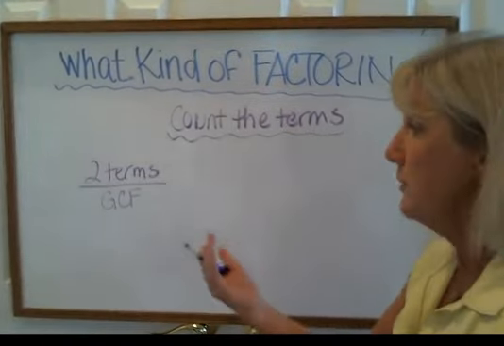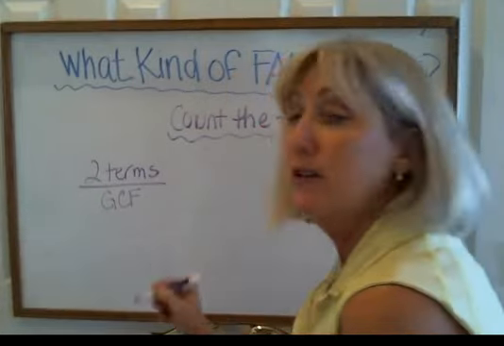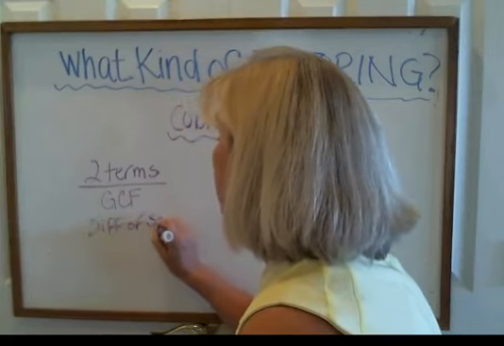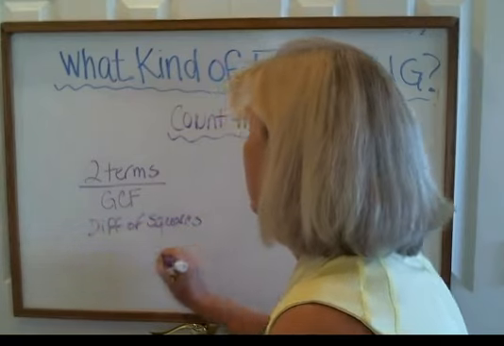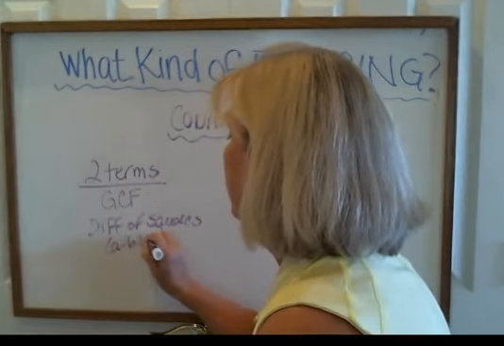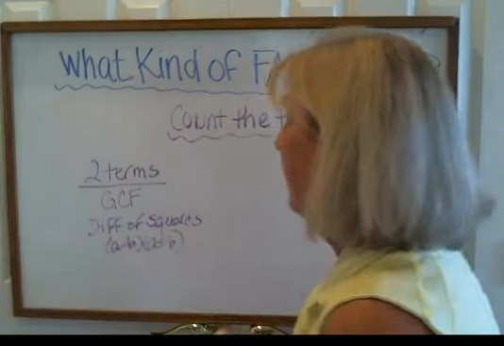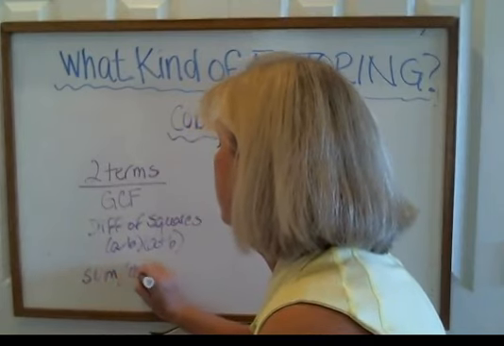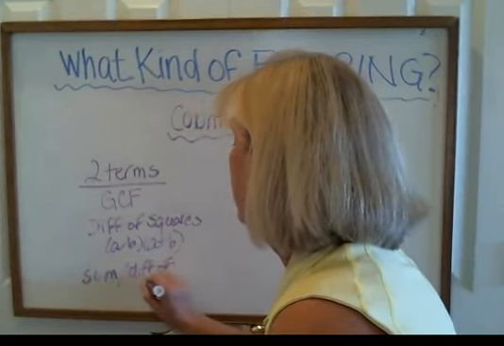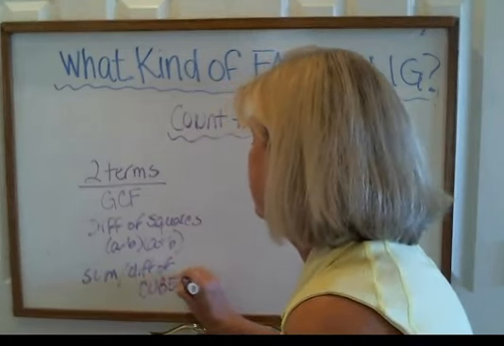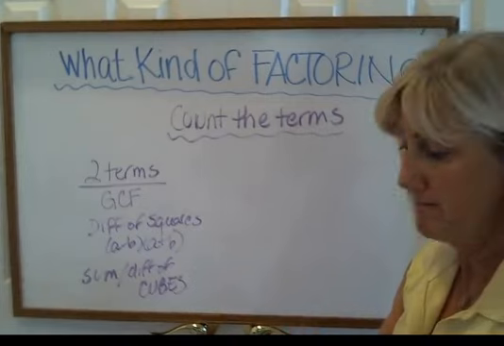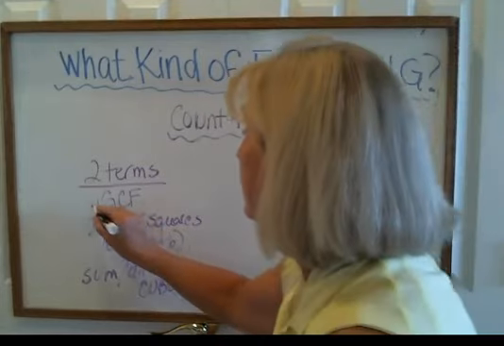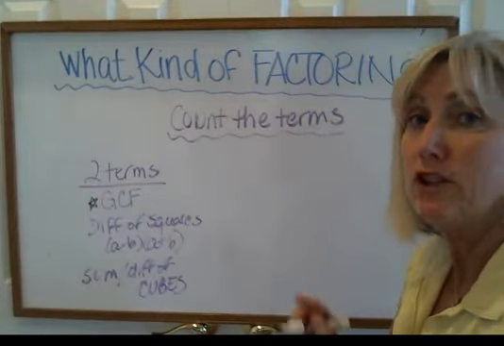Then you have to look at the two terms, and they're either going to be perfect squares, which means you would do difference of squares, which is a minus b times a plus b, or sum or difference of cubes. And hopefully you've memorized that one before. So that's if there's two terms. These are the possibilities. Always remember that you always check for GCF first.